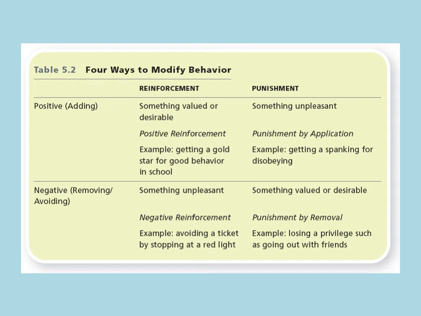So, four ways to modify behavior. The most influential is going to be your positive, or adding, reinforcement. Positive reinforcement, this is a great chart, is adding something valued or desirable. Punishment would be adding something unwanted. An example of positive reinforcement is getting a gold star, while punishment would be getting a spanking for disobeying. Those are the types of things that would be examples.